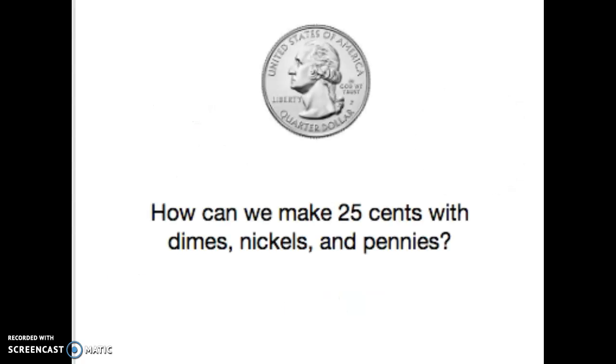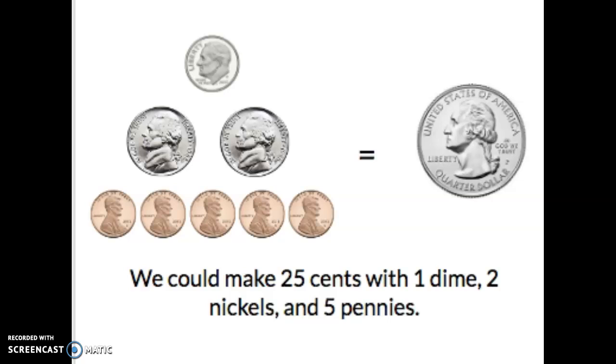How can we make 25 cents with dimes, nickels, and pennies? We can make 25 cents with 1 dime, 2 nickels, and 5 pennies. Watch as I count. 10, 15, 20, 21, 22, 23, 24, 25. So 1 dime, 2 nickels, and 5 pennies equals 25 cents, which is the same amount as 1 quarter.